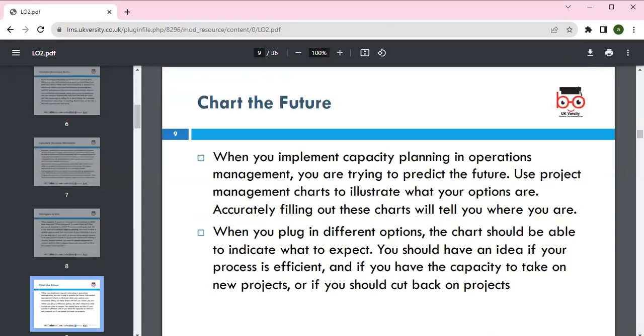Any questions from anyone? Charts, for the future. When you're implementing capacity planning in operations management, you are trying to predict the future, and the management charts illustrate which option is accurate. When you plug into different options, the chart should be able to indicate what is exact and what should be the ideas, which we need to look around.